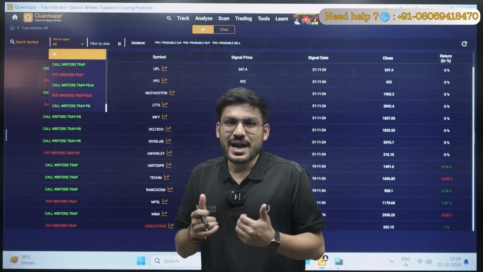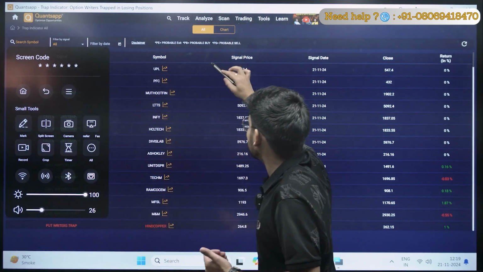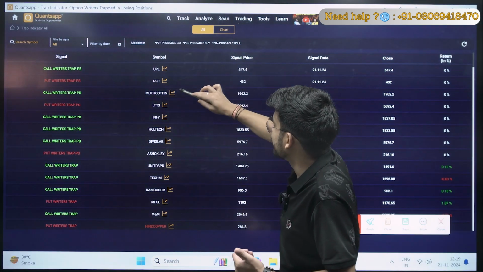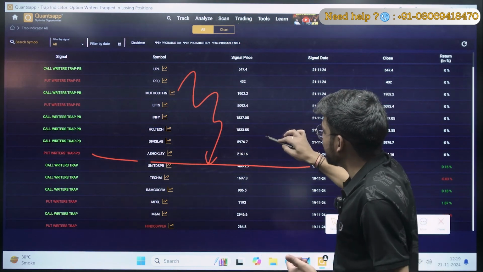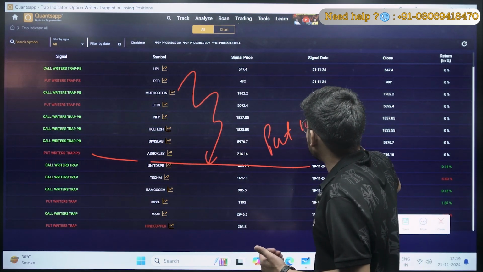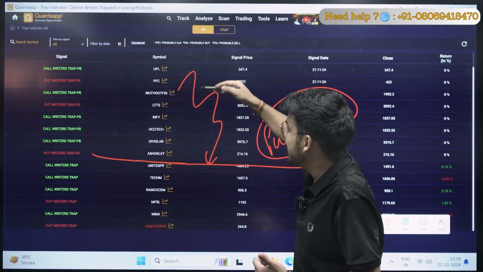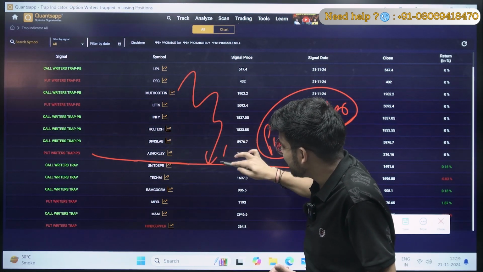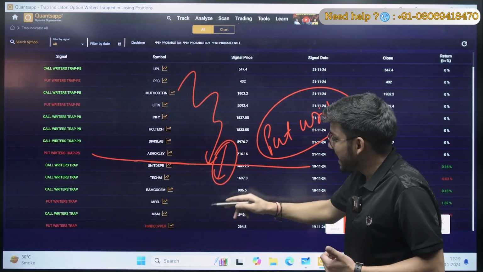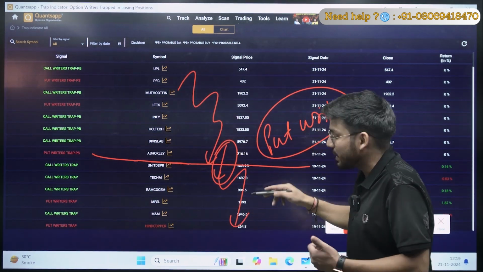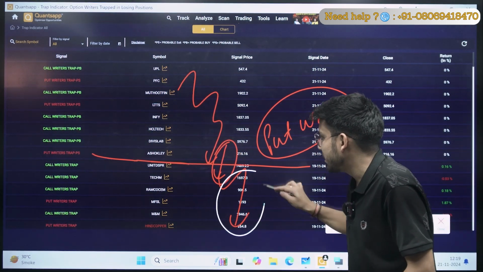So what I'm expecting, if the market is falling like this, there must be certain points at which there will be some put writers. Now put writers want the market to remain above this level. But if my market breaks this level, they will face loss, and the market has the capability to move more in the downward direction. So this is the opportunity that I have to grab here.